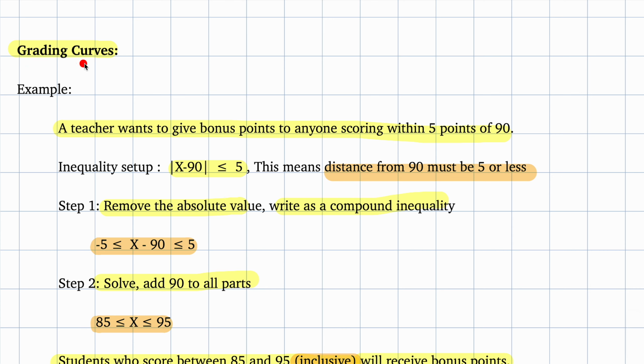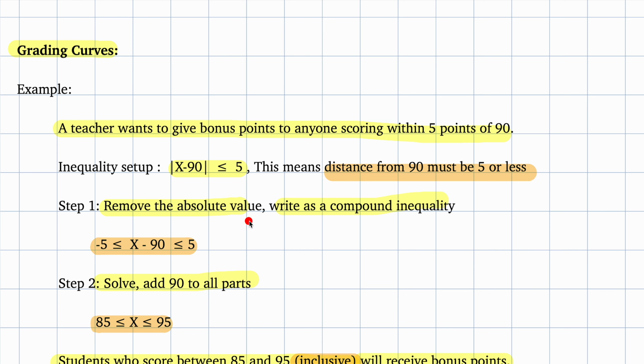Here's another example, grading curves. A teacher wants to give bonus points to anyone scoring within 5 points of 90. So that means, given a score x, if we subtract 90, the absolute value has to be less than or equal to 5. This means that the distance from 90 must be 5 or less.